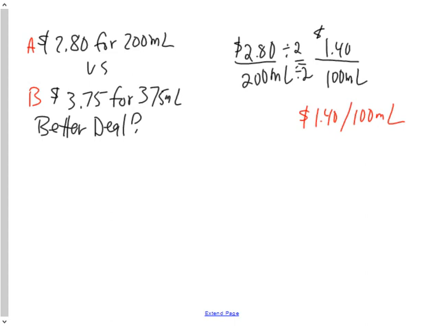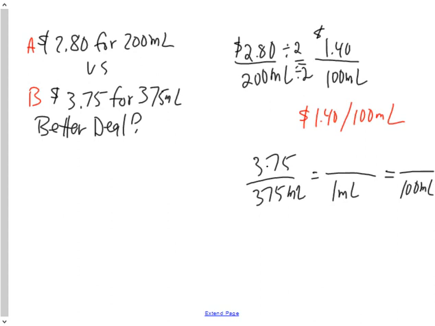In the second one, it's $3.75 for 375 milliliters. Now, some of you aren't going to know what you divide it by to get 100, right? So if you don't know, you can do one of two things. You can get it down to 1 milliliter first, and then figure out what 100 mils is. This is a unit rate to a different unit rate. And I would divide both by 375.